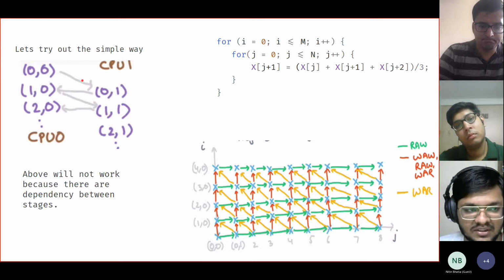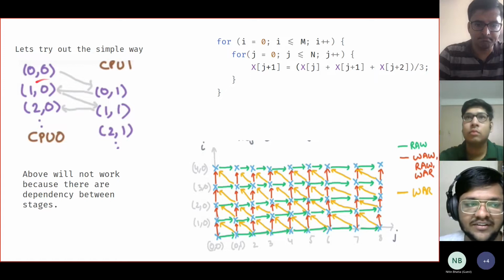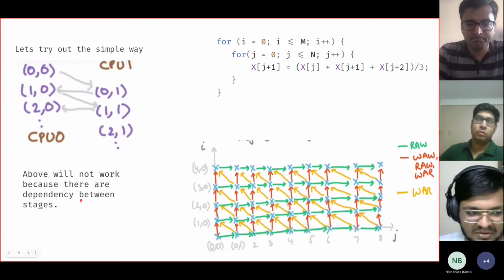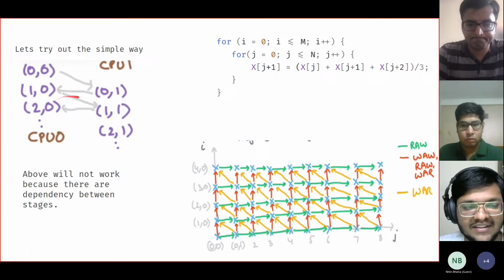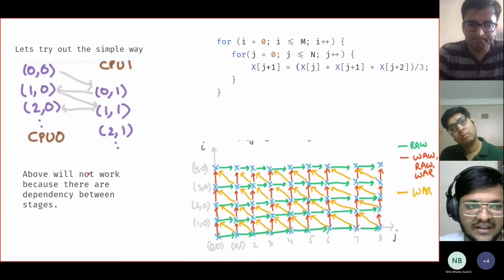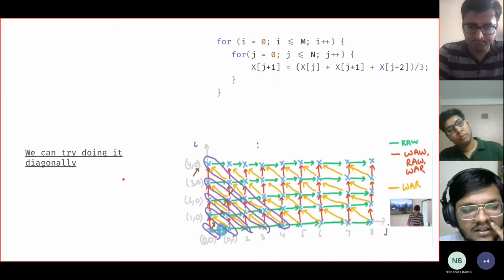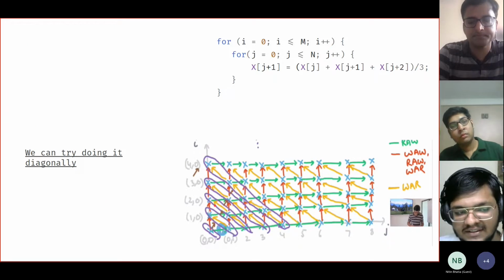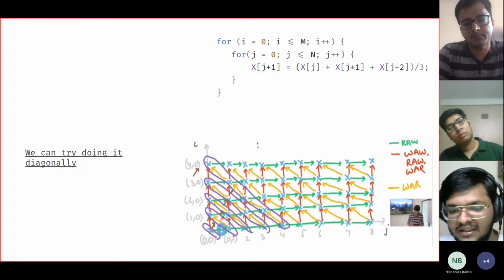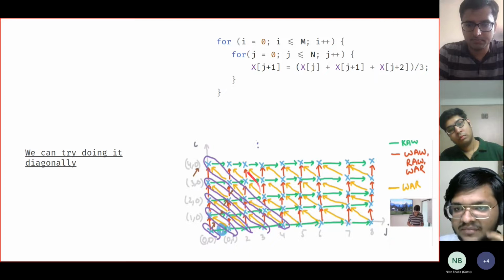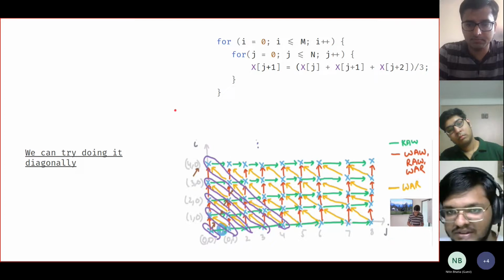If we try to execute in this way, then we are not going to get the correct result, because the 1 0 iteration needs the updated value from the 0 1 iteration. So there is dependency between the stages also. They contain bidirectional dependency, so we can't do pipelining this way. But if we see it diagonally, then there is a chance that we can do the pipelining. And why is that? Because you can see that the dependencies are one way here if we do it diagonally. So let's see how we can do this.